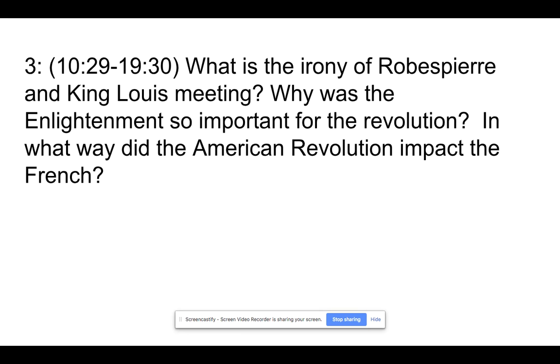In what way did the American Revolution impact the French? A few ways. Number one, remember, in the 7 Years' War, the French were going against the British.